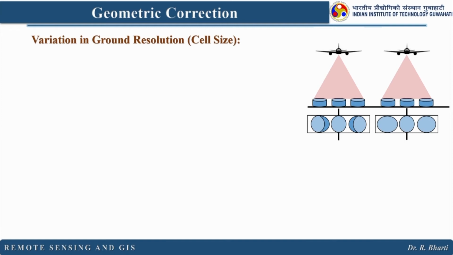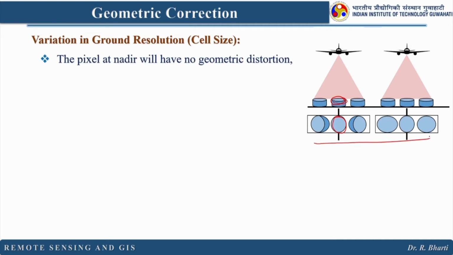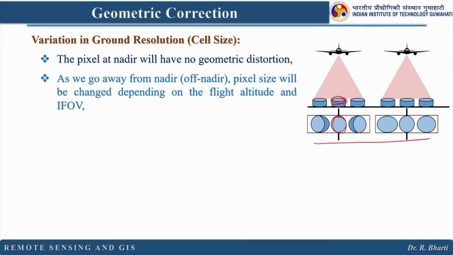That is because of the nadir looking and off nadir looking detectors. Here you can see, if you have nadir looking, basically this will exactly represent the area or the object, but when you have off nadir, then it can have this kind of effect. The pixel at nadir will have no geometric distortion. As we go away from nadir, that is off nadir, the pixel will be changed depending upon the flight altitude and IFOV, right. I think it is clear.